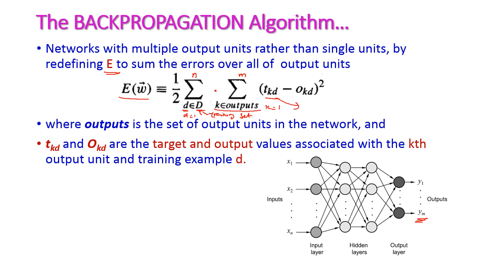Here tkd is the target output and okd is the computed output. The outputs are the set of output units in the network, and tkd and okd are the target output and the computed output values associated with the kth output unit of the training example d. For example, we can take this particular training set. For this training set, what will be the outputs y1 to yn?